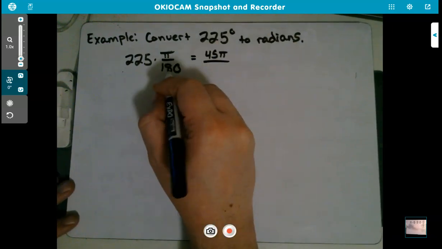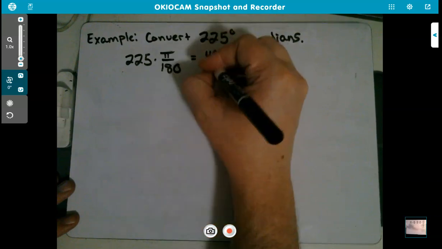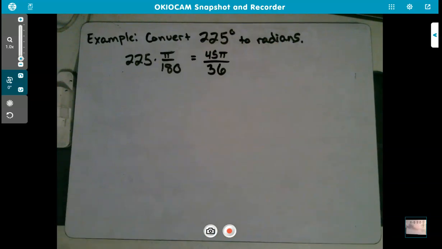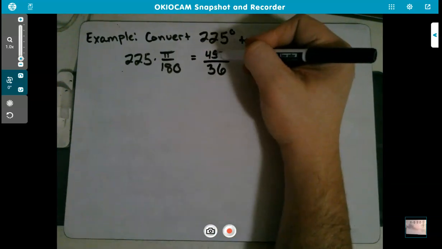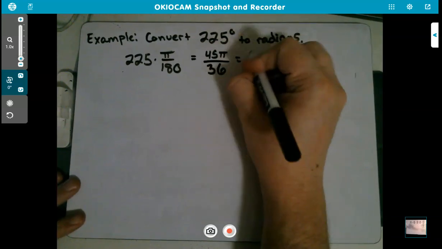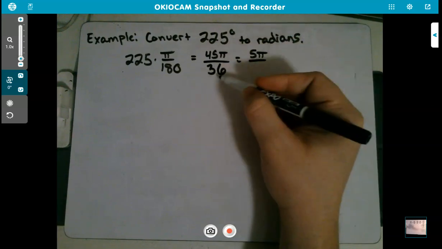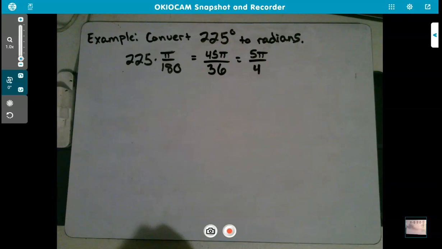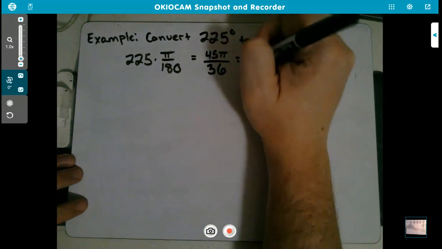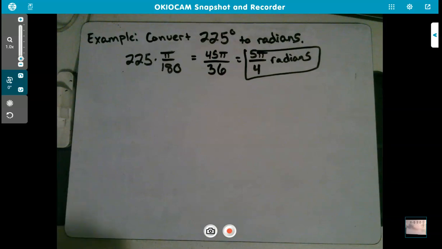180 divided by 5 is 36. I can reduce that still. 45 and 36 both have a factor of 9. 45 divided by 9 is 5, so that gives you 5 pi. 36 over 9 is 4. So 225 degrees is 5 pi over 4 radians. Again, I did that just by multiplying by pi over 180 and then reducing that as much as I can.